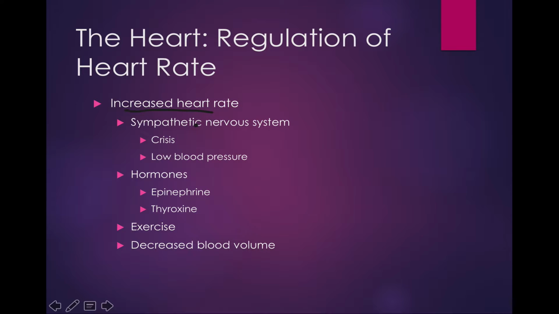Our next spot is how our heart is regulated. If we have an increased heart rate, typically our sympathetic nervous system will be activated. Remember, our sympathetic is our fight or flight system. So it's going to be increasing in a crisis, or when we have some low blood pressure. Also, you can increase your heart rate due to hormones, things like epinephrine, which is your fight or flight response, as well as thyroxine. Exercise will increase this, and a decreased blood volume will also increase your heart rate.